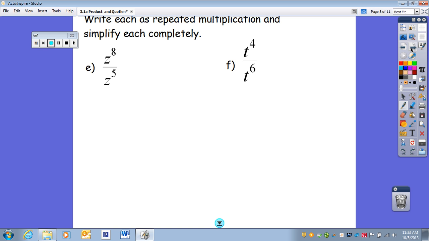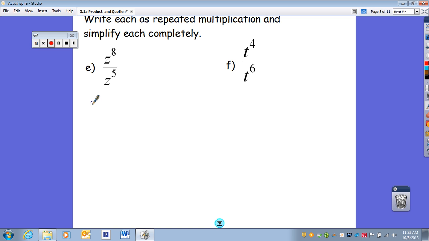Let's take a look at some division or quotients. So it asks us to write these as repeated multiplication and then simplify each completely. So in the numerator, I have z to the 8th. That means I'm going to multiply z times itself 8 times. And in the denominator, I have z to the 5th power. So I'm going to multiply z times itself 5 times.